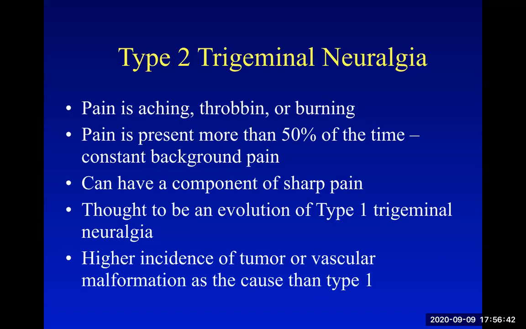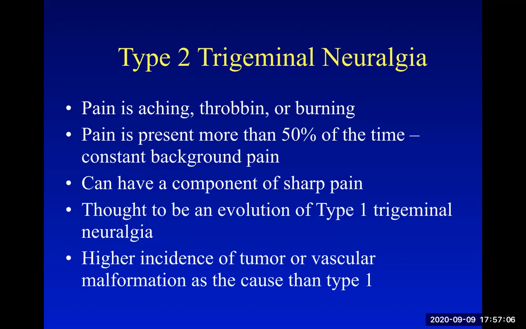So again, we look at the electrical shocks. If the electrical shocks are more than 50% of your pain, you have type 1 trigeminal neuralgia. If the electrical shocks are less than 50% of your pain, you have type 2 trigeminal neuralgia. So you can have some electrical shocks with type 2 trigeminal neuralgia, but it's less than 50% of the pain.